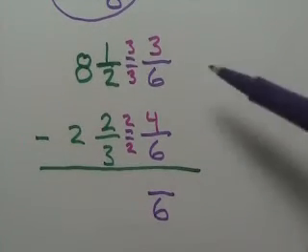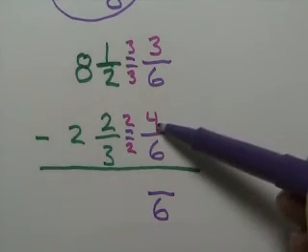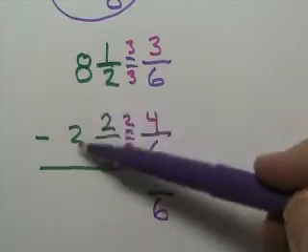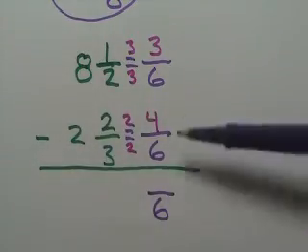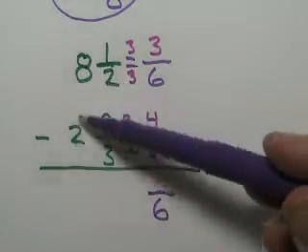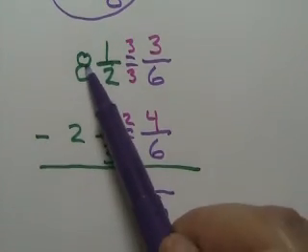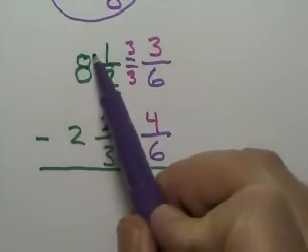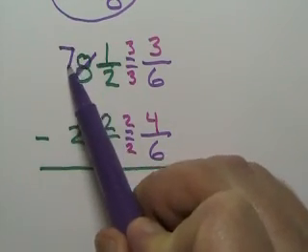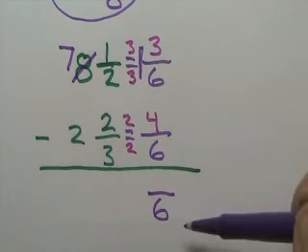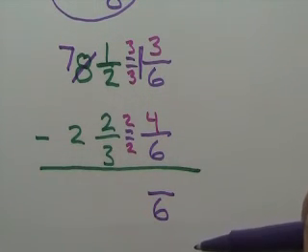And, hey, wait, we got a problem here. 3 minus 4 is a negative number. We can't have that when it's a mixed number. We can't have a negative fraction and a positive whole number there. So we're going to have to borrow. I'm going to have to borrow from the 8. So this becomes a 7. And I'm borrowing 1. See that? I'm borrowing 1.